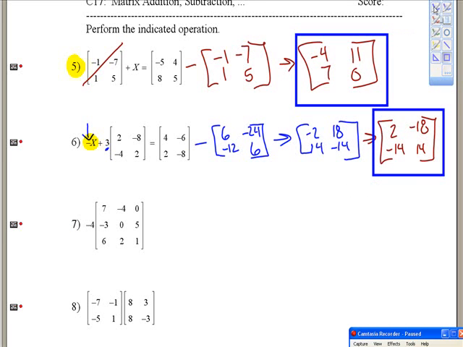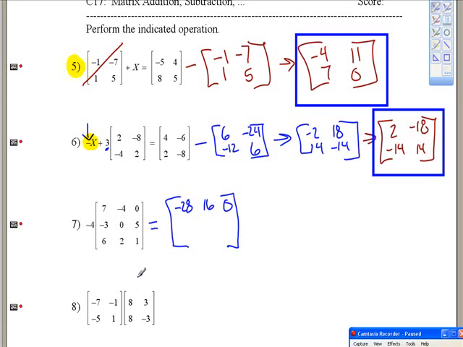On number 7, we want to multiply everything by negative 4. So this is a little smaller problem. I mean, it's a bigger matrix, but it's a smaller problem because it's only one step. I just have to multiply everything by negative 4. So negative 4 times 7 is negative 28. Negative 4 times negative 4 is 16. Negative 4 times 0 is 0.